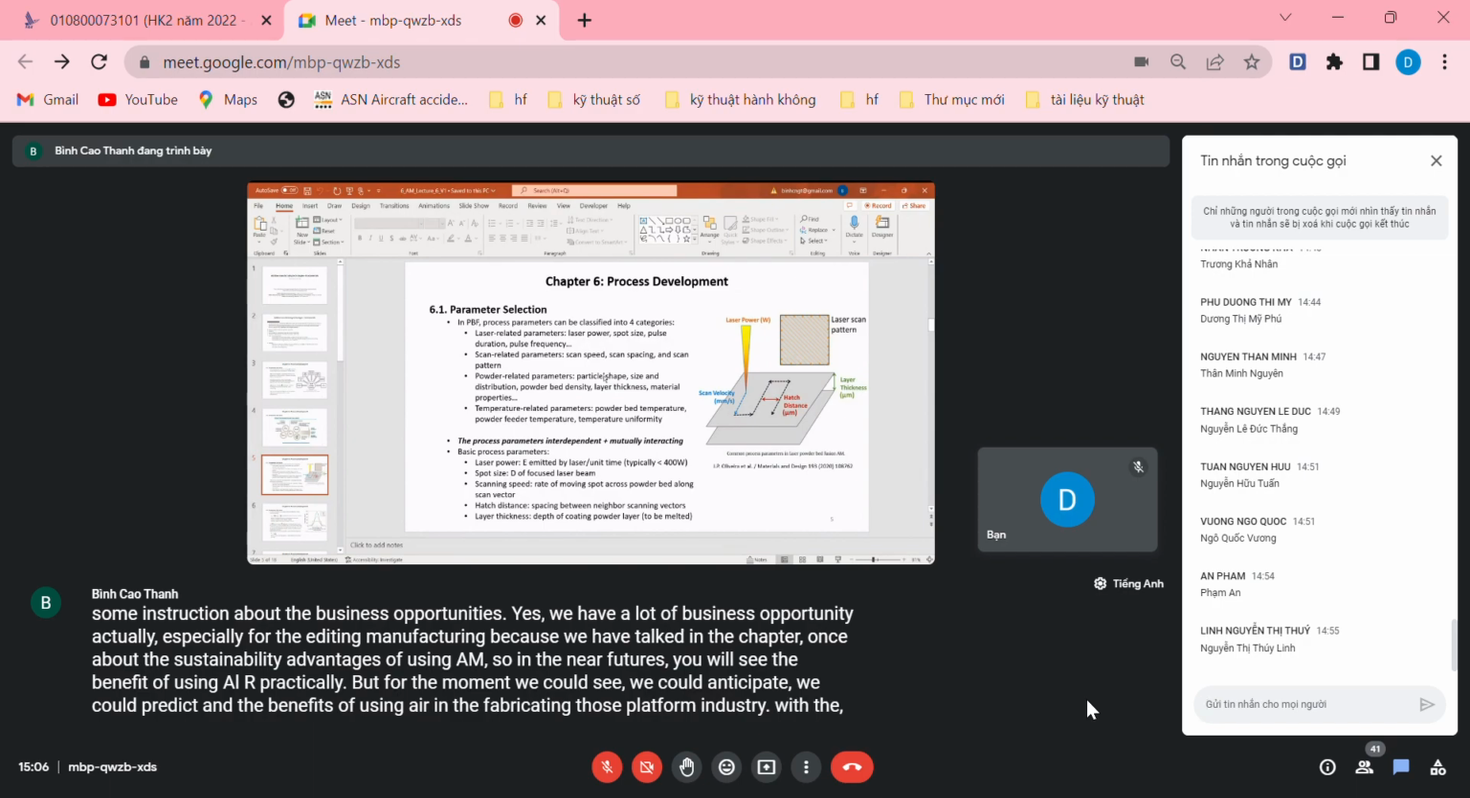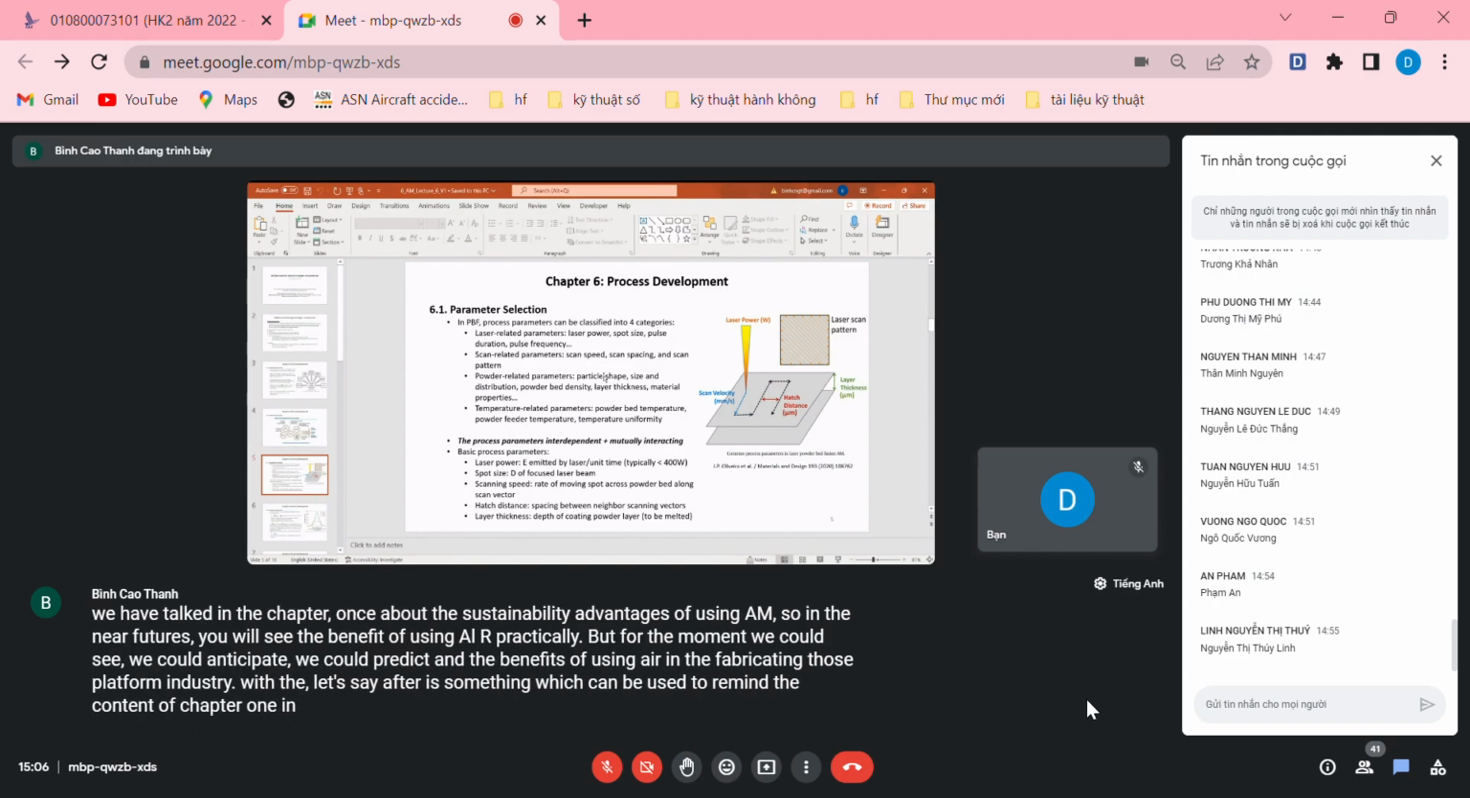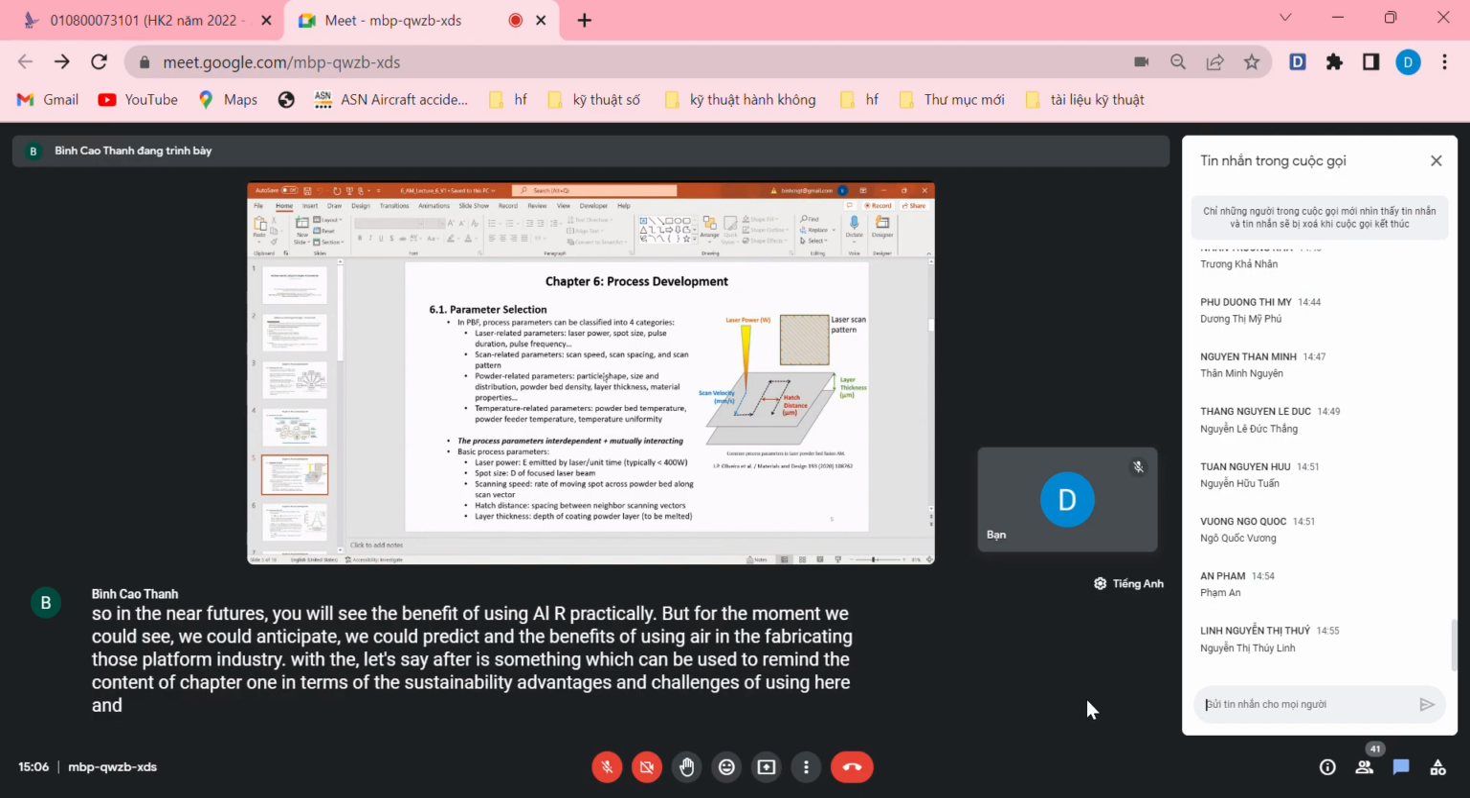But let's say this chapter can be used to remind you of the content of chapter 1 in terms of the sustainability advantages and challenges of using AM, and some aspects regarding the business opportunity. And again, this can be read at home.